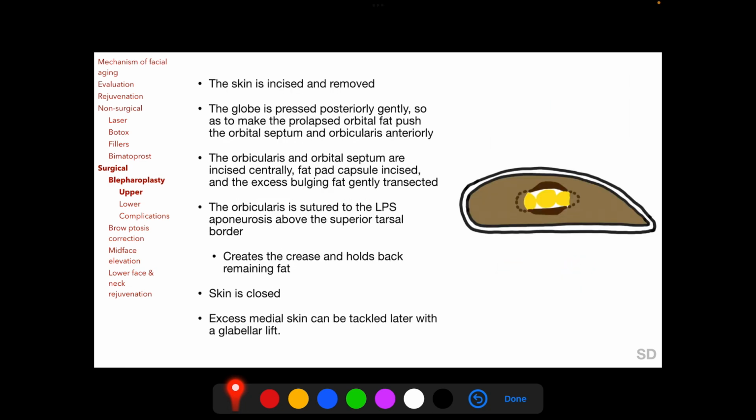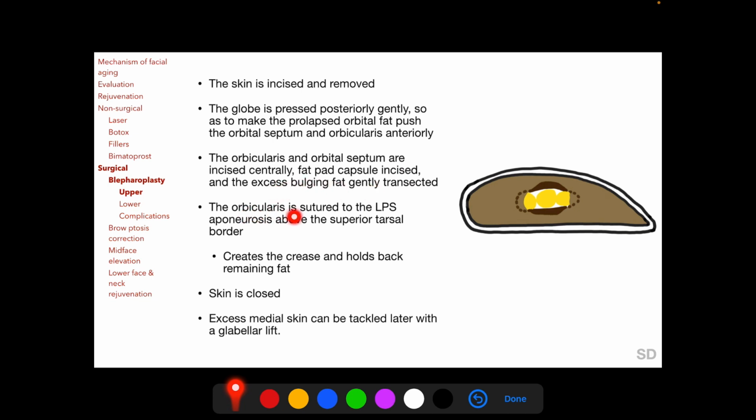The marked skin is then incised and removed, following which the globe is pressed posteriorly gently so as to make the prolapsed orbital fat push the orbital septum and the orbicularis muscle anteriorly. The orbicularis muscle and the orbital septum are then opened centrally, and the capsules of the prolapsing fat pads are then incised, and the excess bulging fat is then gently transected.